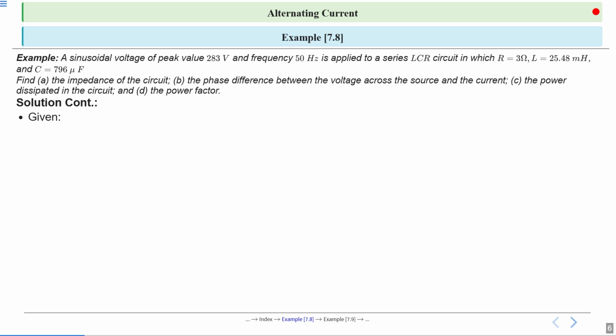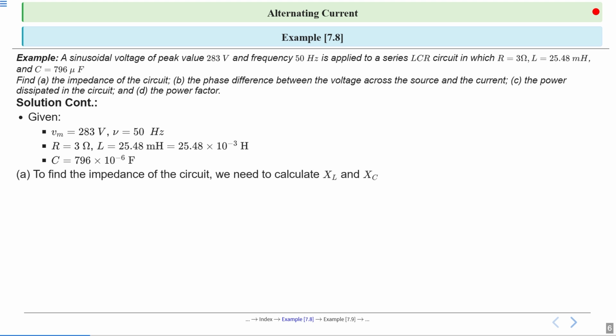Firstly you have to list all the given things. What is given in the question? Vm is given, the maximum value of voltage, which is 283 volt. Frequency of the AC voltage is given, nu equals 50 hertz. Resistance R is given, 3 ohm. L is given, 25.48 millihenry, and we have to convert it into SI unit: 25.48 into 10 to the power minus 3 henry. Capacitance is given as 796 microfarad, and in SI unit it can be written as 796 into 10 to the power minus 6 farad.